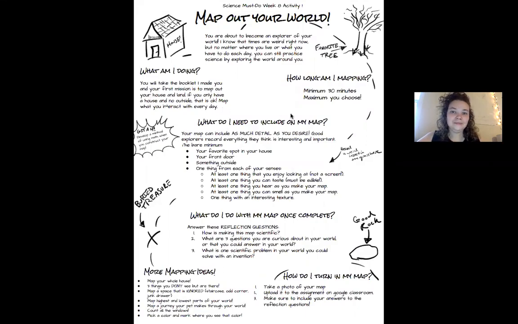So you're going to be making a map of things that you interact with every day. This is what needs to go on your map. You need to have, at the bare minimum, your favorite spot in your house, the front door, something outside, and then one thing from each of your 5 senses. Yes, it has to be a different thing for each of your 5 senses.